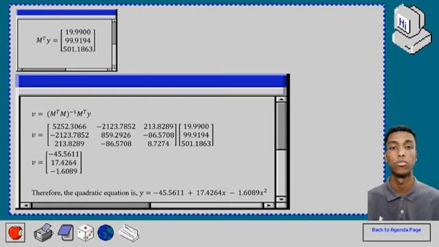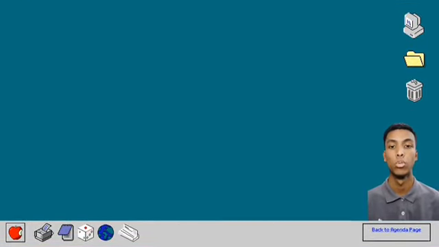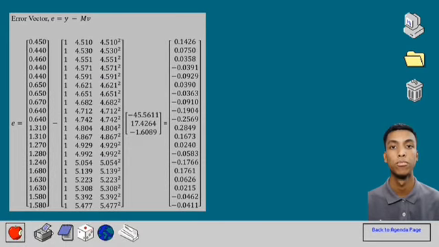45.5611, the second row is 17.4264, and the third row is negative 1.6089. Then we can also write it as a quadratic equation, which is y equals negative 45.5611 plus 17.4264x minus 1.6089x squared.